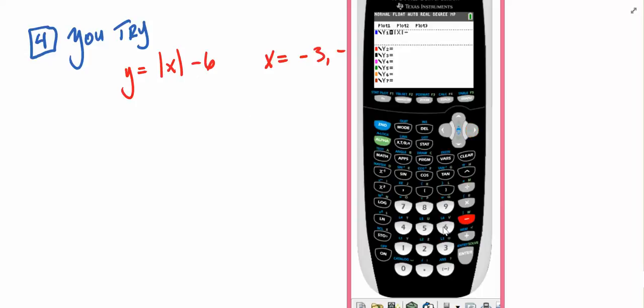So what was the equation again that I gave you guys? Y equals the absolute value of x, and then it was minus 6. Good. So your graph should look kind of like this, right?